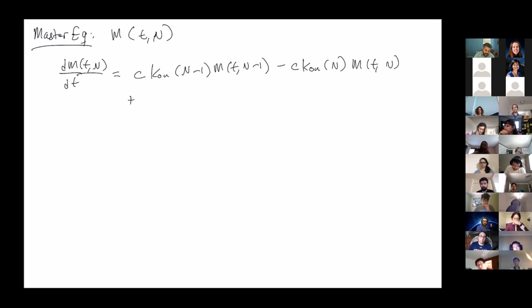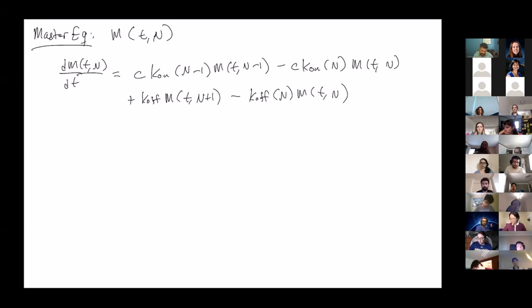Then I can become an n-sized polymer by losing a monomer from an n plus 1. So that's k off times m of t, n plus 1. And I lose n-sized polymers by falling off and becoming an n minus 1 size polymer. So that'll be k off of n, m of t comma n. And I think I have that all written correctly.